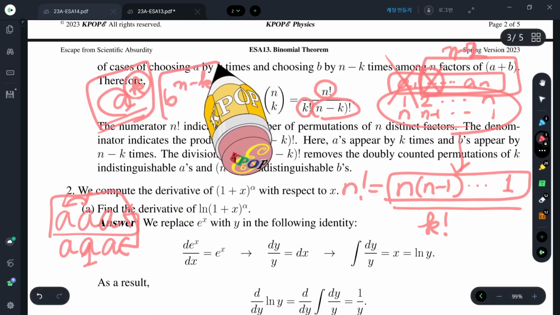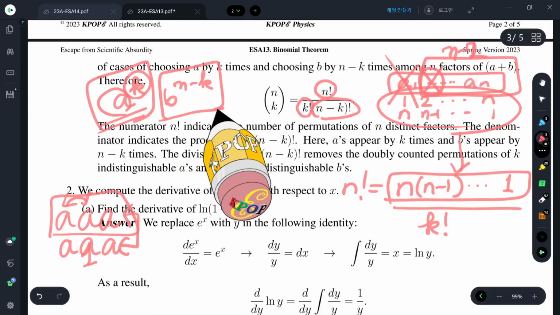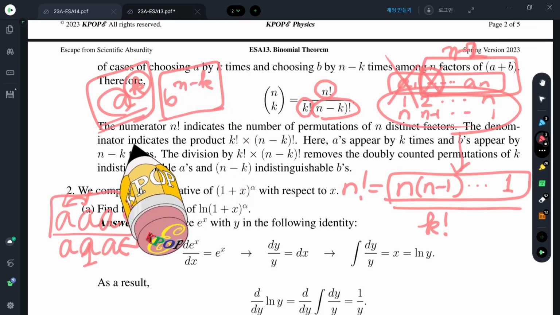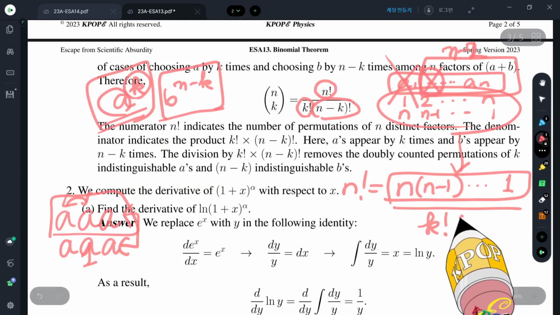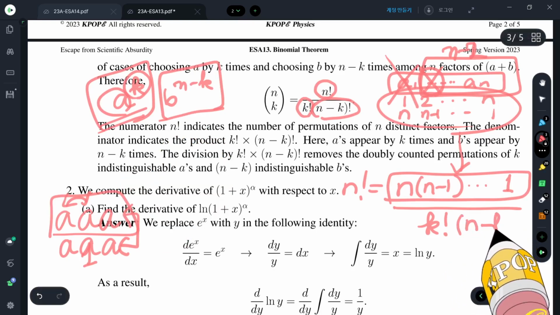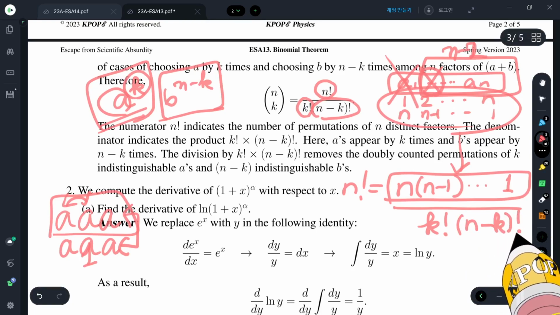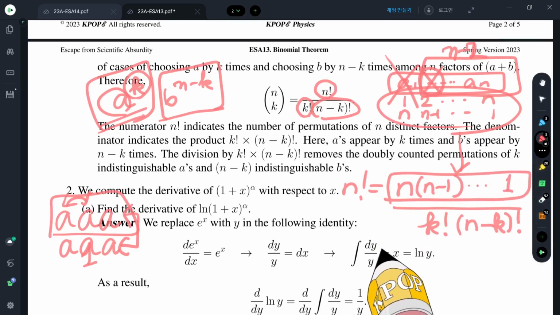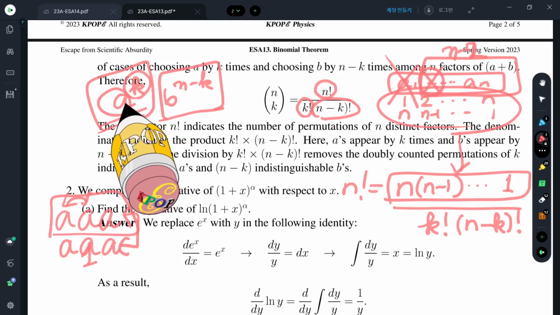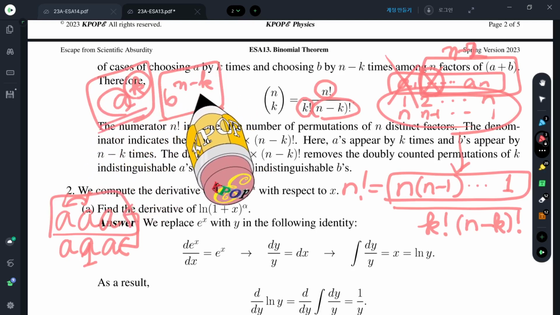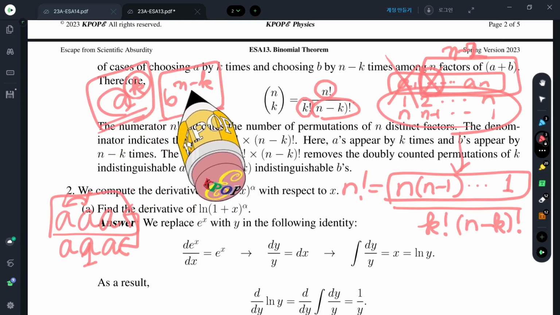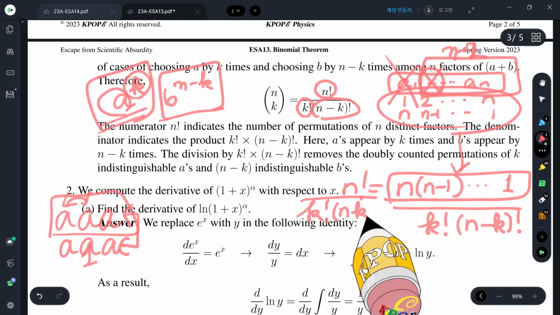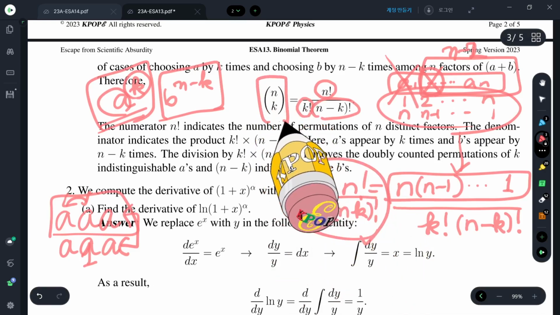The same is true for the case of choosing B's, and there are n minus k B's. They are not distinguishable. Therefore, I must divide this by (n minus k) factorial. This is the number of distinguishable cases to choose k times A and n minus k times B, and the sum is n. So n factorial divided by k factorial and (n minus k) factorial is the binomial coefficient.